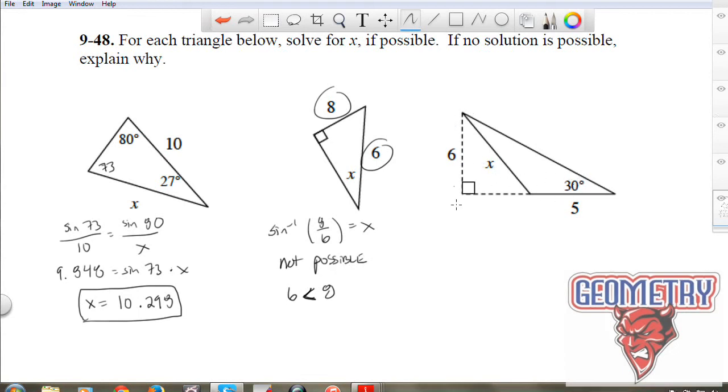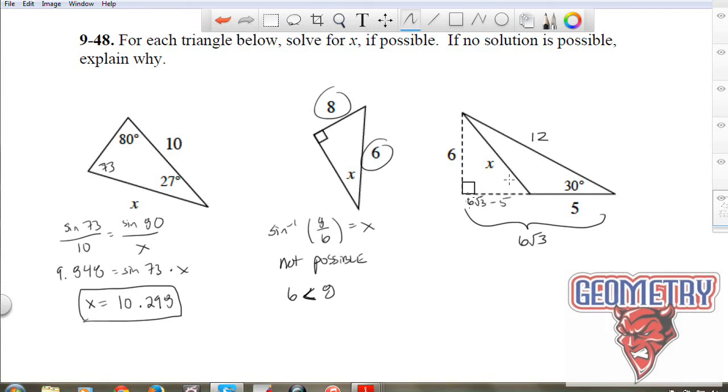For the next one, let's see, we got a 30, 60, 90 triangle here. So I'm looking at the big one now. So this big triangle here. So if the short side is 6, the hypotenuse is 12. Not that we need that, but it's good to know. And then the long side is 6 root 3. So if this whole thing is 6 root 3, and this piece right here is 5, then this portion right here is 6 root 3 minus 5.